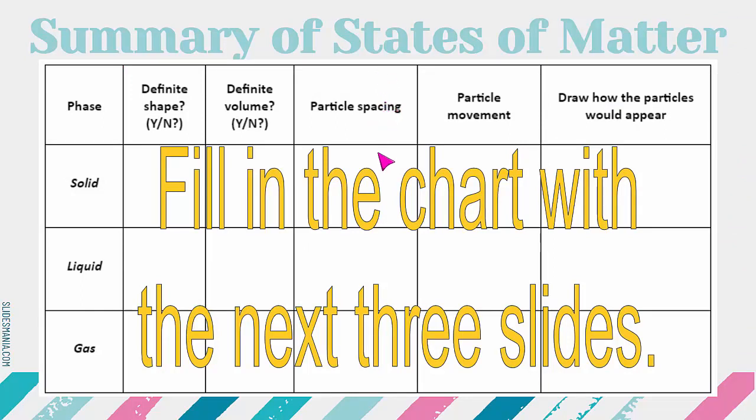So we are going to fill in this chart that we have using the next slides. You have this chart in your notes. We're not going to show exactly what this chart is on the next slides, but we're going to have information about solids, liquids, and gases. We're going to think about: do they have a definite shape? Do they have a definite volume? How are their particles spaced? How are their particles moving? And you can draw a little sketch.